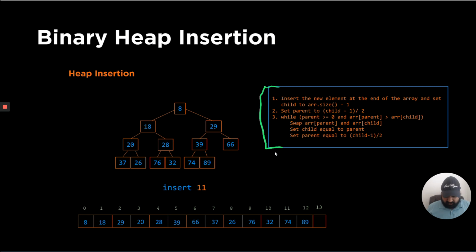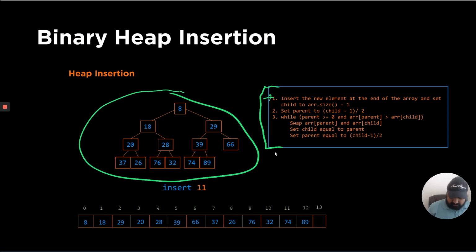So how this works is the first step of this algorithm is to insert the new element at the end of the array. So we already have this heap and we are trying to insert 11 into this heap. So what we are going to do is insert the new element at the end of the array. This is the array representation of the heap. Now we are going to insert 11 at the last space that's available.